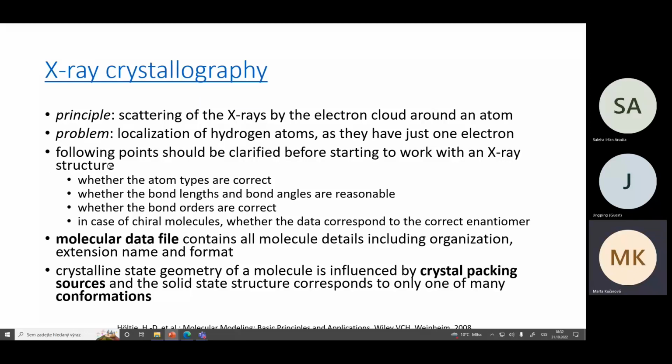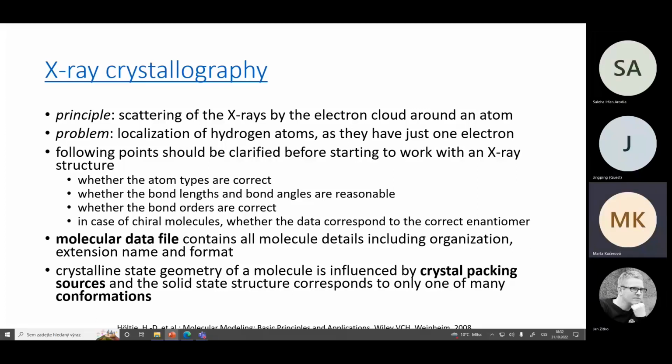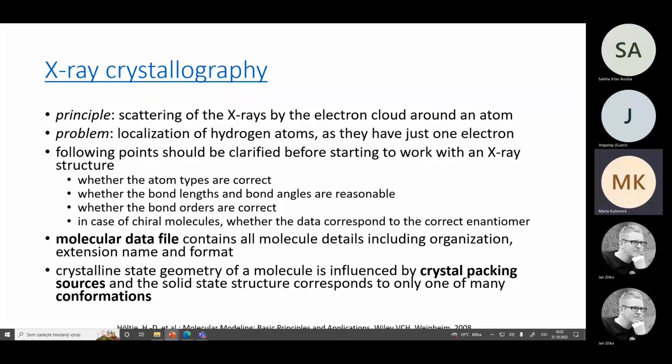If we work with the atomic model of a molecule resolved by X-ray crystallography, we always have to check if all atom types are correct, if the bond lengths and bond angles are reasonable, and if bond orders are correct. We should also check the chirality of the molecule and so on. So from this method, we can get a molecular data file that contains the position of all atoms in the molecule and also some details about the experiment and also about the organization and so on.